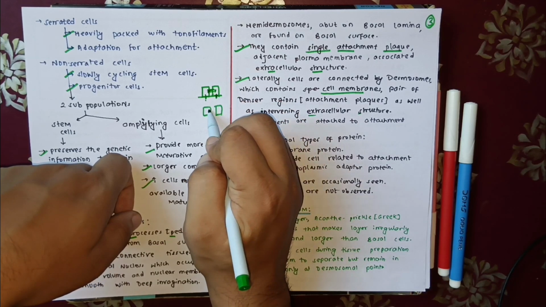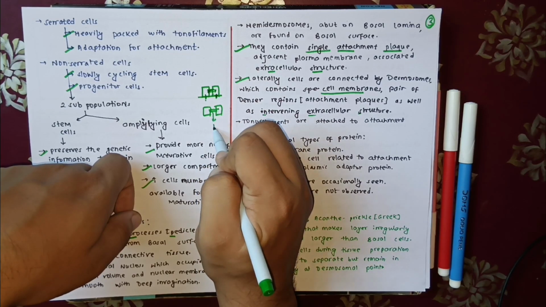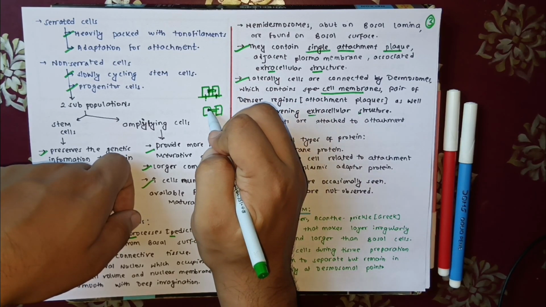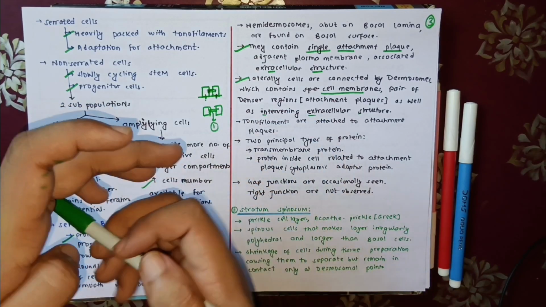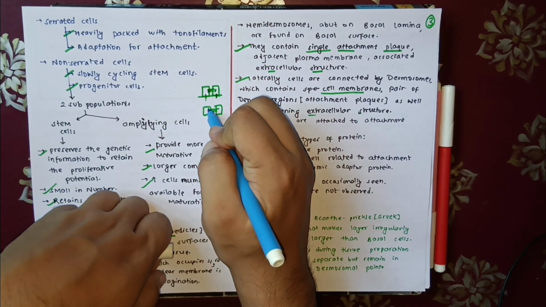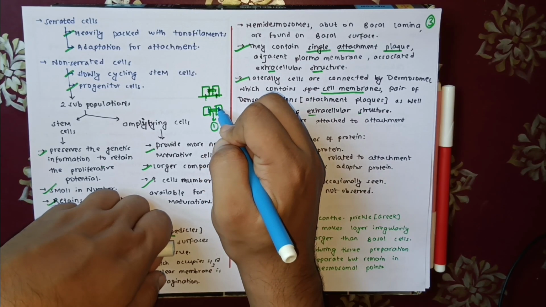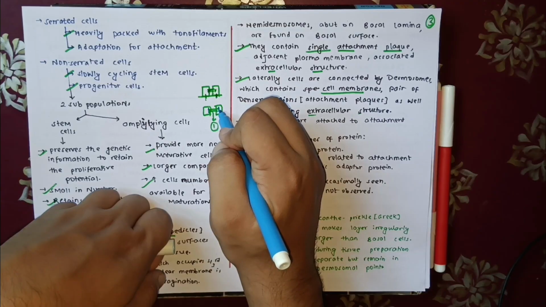Between the cells there is a transmembrane protein present here. One is the transmembrane protein, another is the attachment plaque. Attachment plaque means they are attaching proteins. They are present here, so they are the attachment plaques, and the attachment plaques connect the transmembrane protein with the filaments.